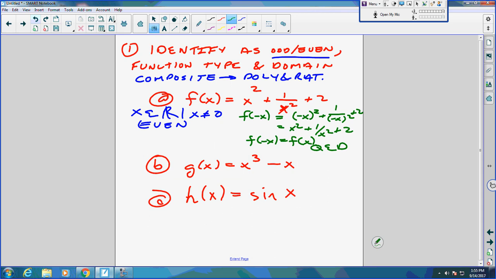I didn't ask you to prove it on this warm-up. It is even. And I can't stress enough these 3 things: 1, 2, 3. And this is the justification of the even. All right?